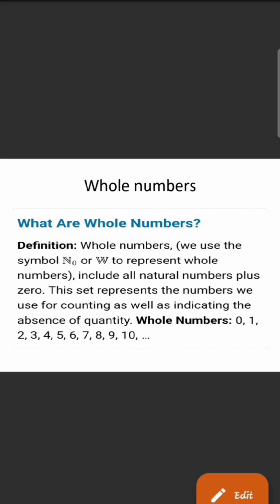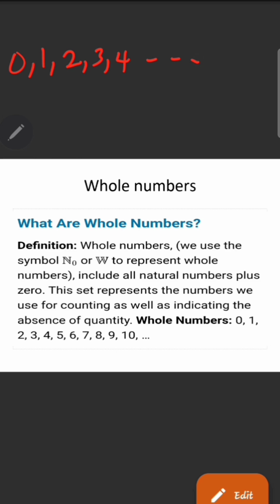What is a whole number? A whole number is part of natural numbers that includes 0. You know natural number does not include 0. Natural numbers start from 1, 2, 3 to infinity. But whole numbers start from 0. So we have 0, 1, 2, 3, 4, and so on to infinity.